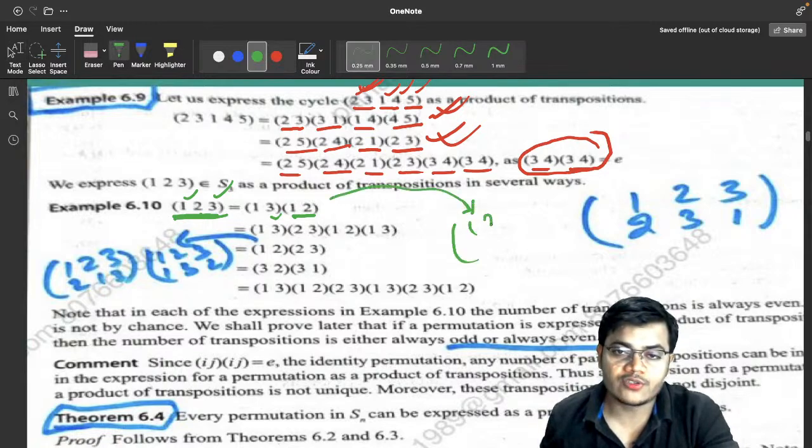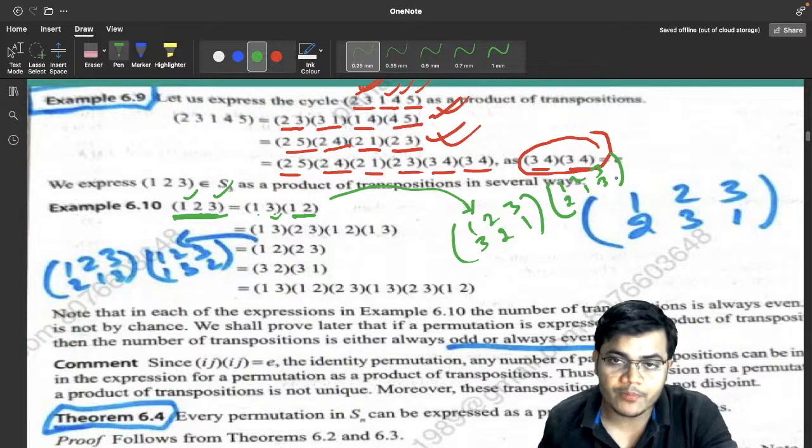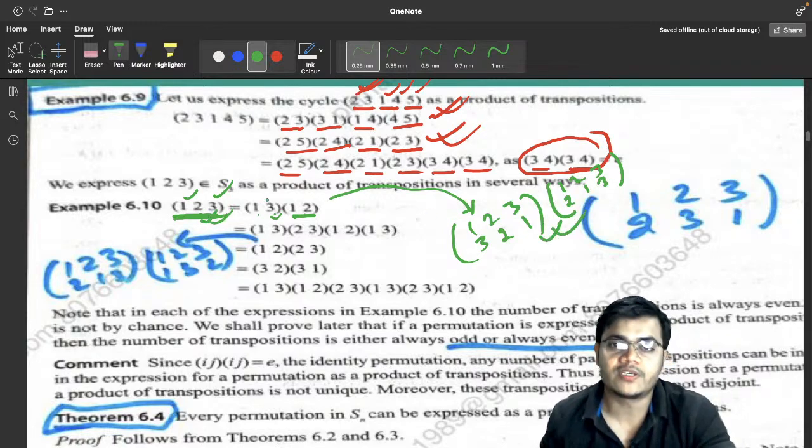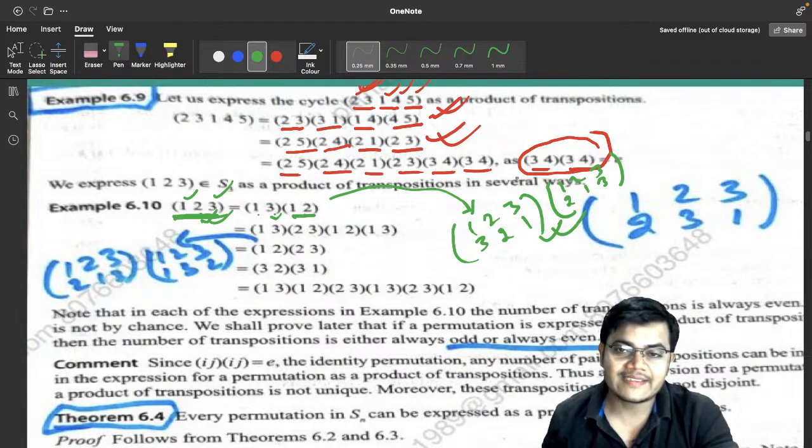If you have (1 2 3) and certainly this (1 3) means what? 1 is going to 3, 3 is going to 1 and 2 is constant. And once again this is your (1 2). What does it mean? 1 is going to 2, 2 is going to 1. And if you do the product of these two, then you are going to get nothing but this cycle (1 2 3). Yes, you can see the product over here, (1 2 3).